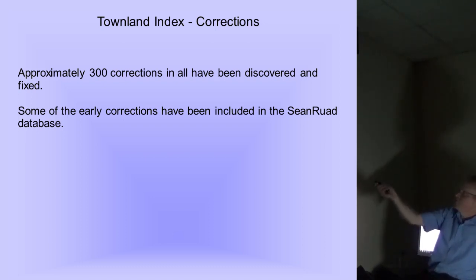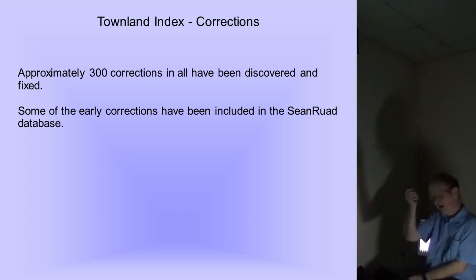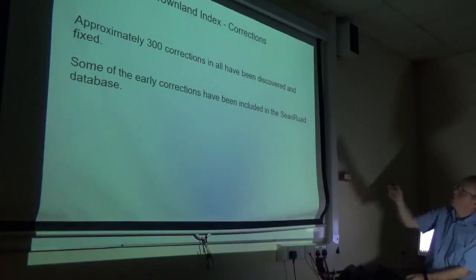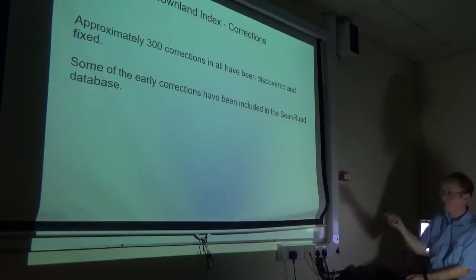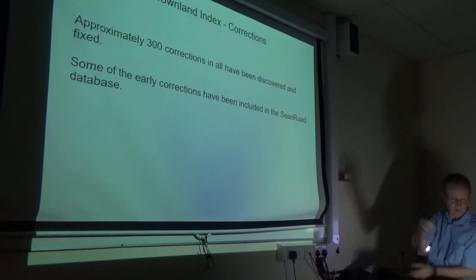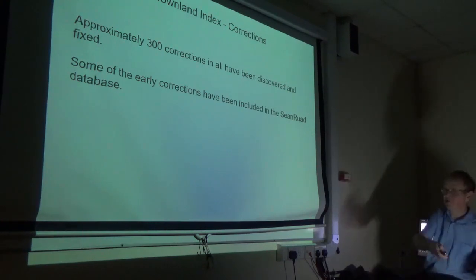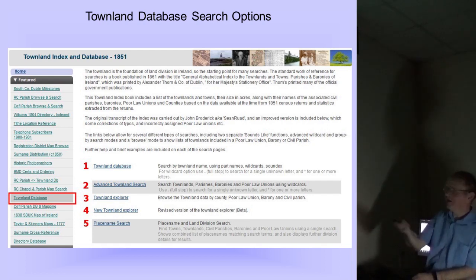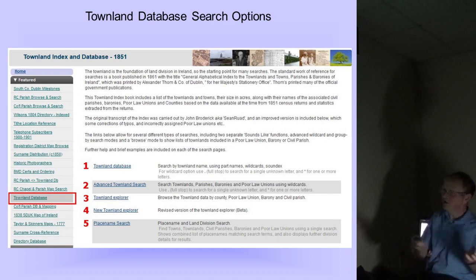Early corrections were passed back to one of John Broderick's sons, called Timothy, who lives in Oregon. They were incorporated into the original Sean Ruitt database, but they're not all incorporated into it. Sorry, I have approval from him for the website and the data as long as I pass back corrections to him. There are five options. That's the original one. I haven't taken any of them down because they can each attack a problem in a different way.